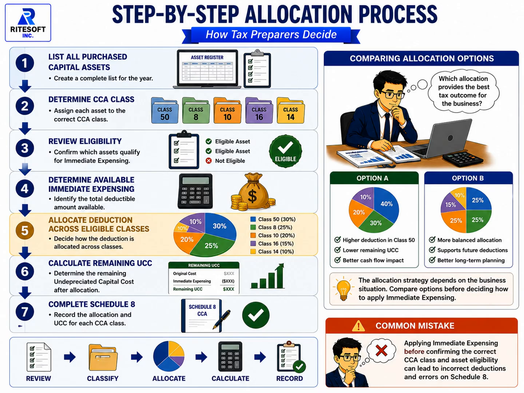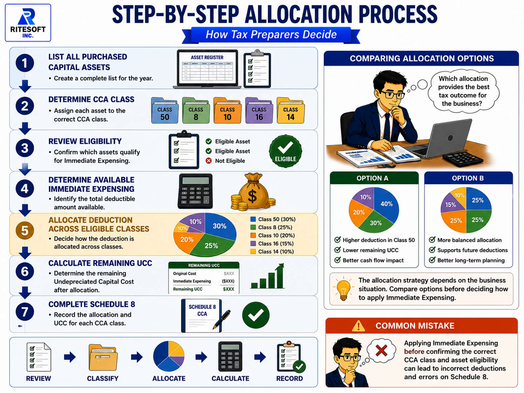Once every asset has been identified, the next step is to determine the correct CCA class for each one. Every capital asset belongs to a specific Capital Cost Allowance class, and assigning the correct class is essential because it determines how the asset is treated for tax purposes. After classifying the assets, review their eligibility. Not every capital asset qualifies for immediate expensing. The tax preparer must confirm which assets satisfy the applicable eligibility requirements before including them in the allocation process.